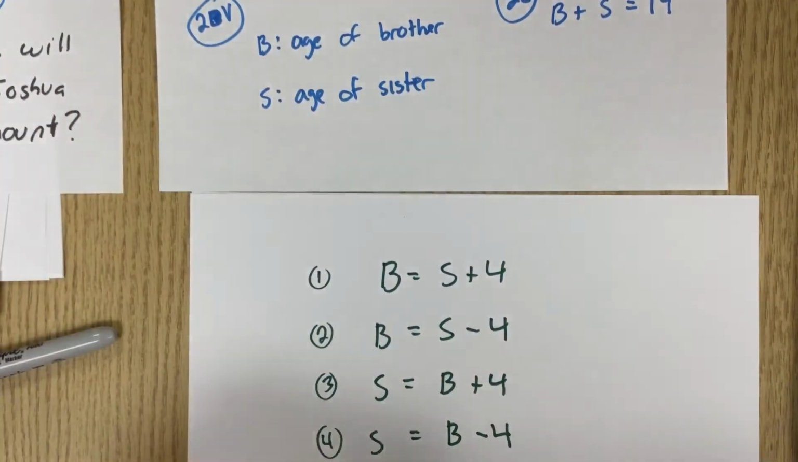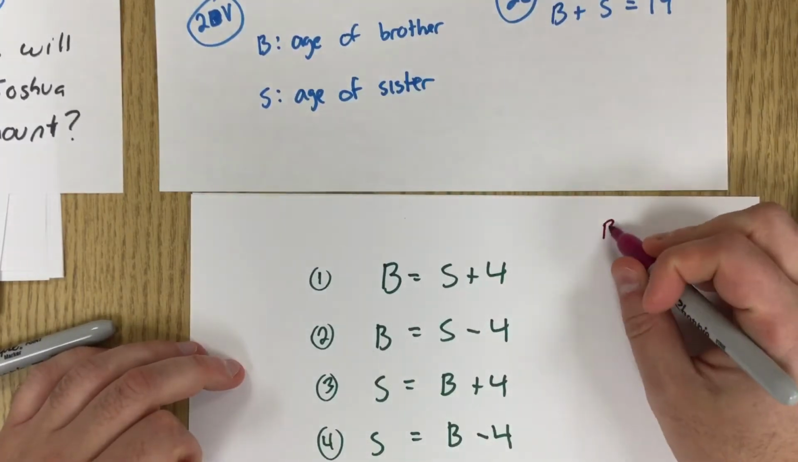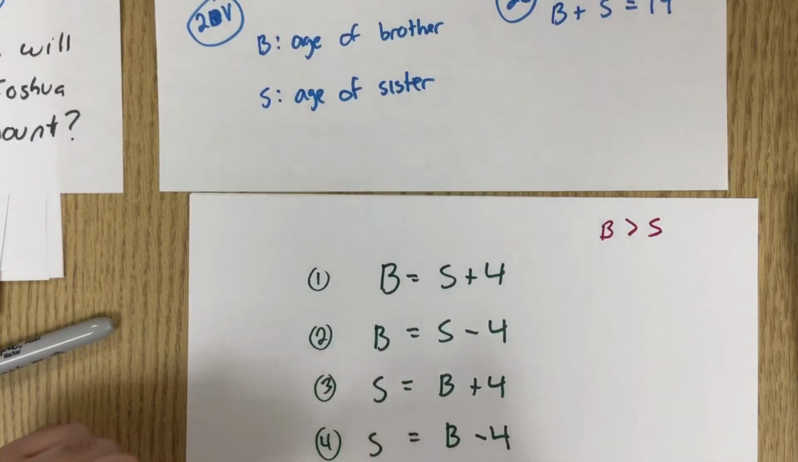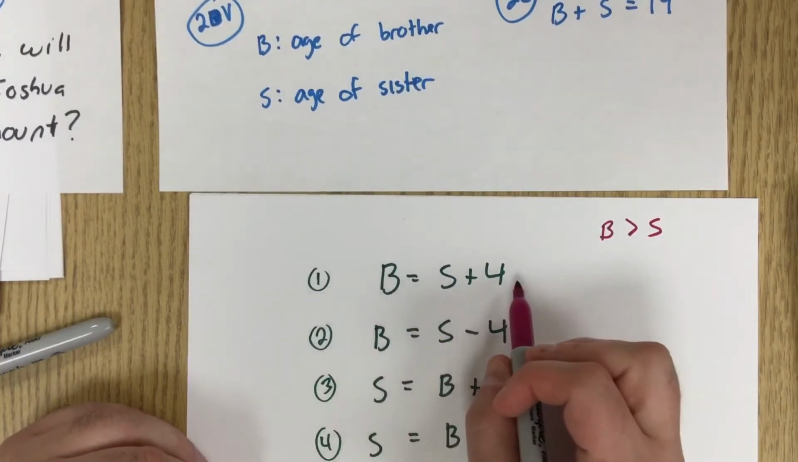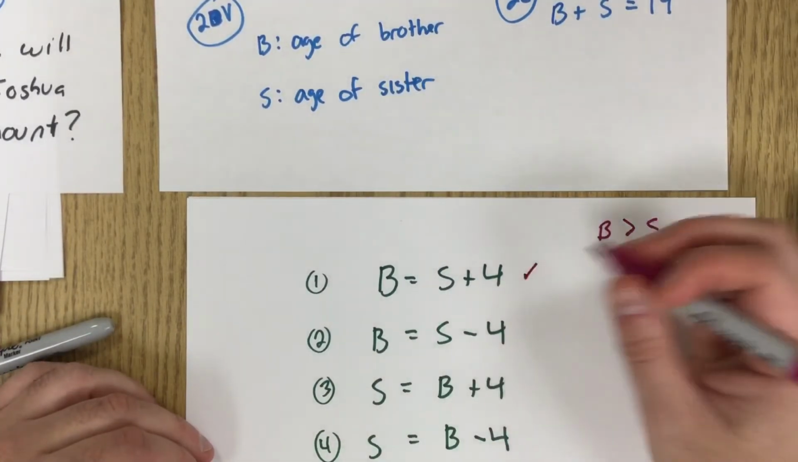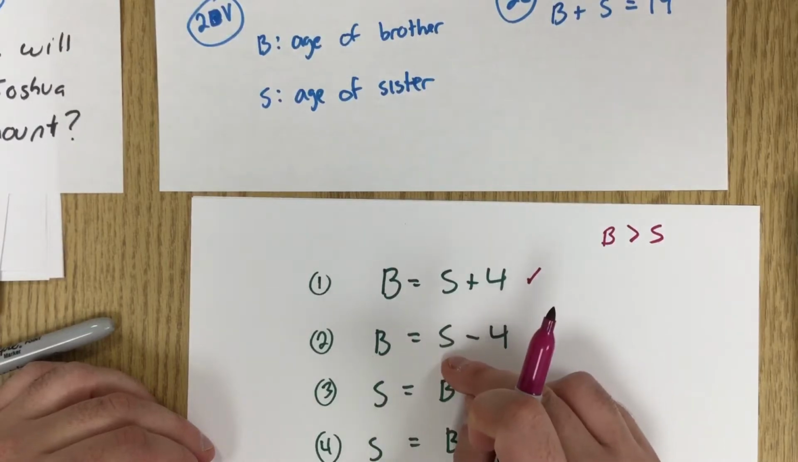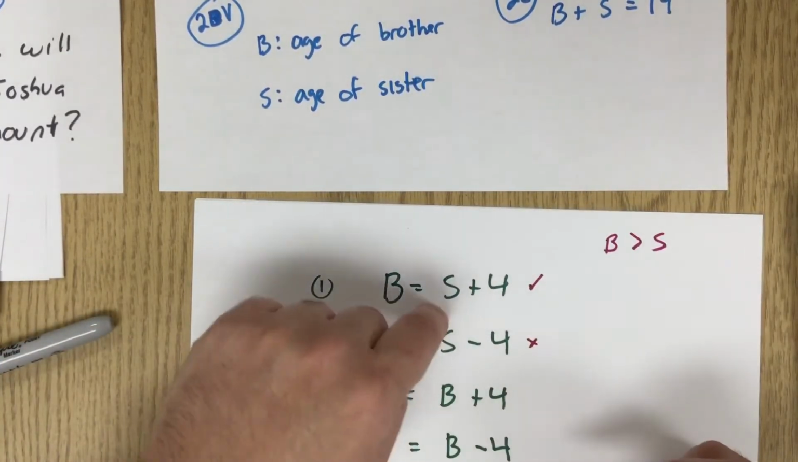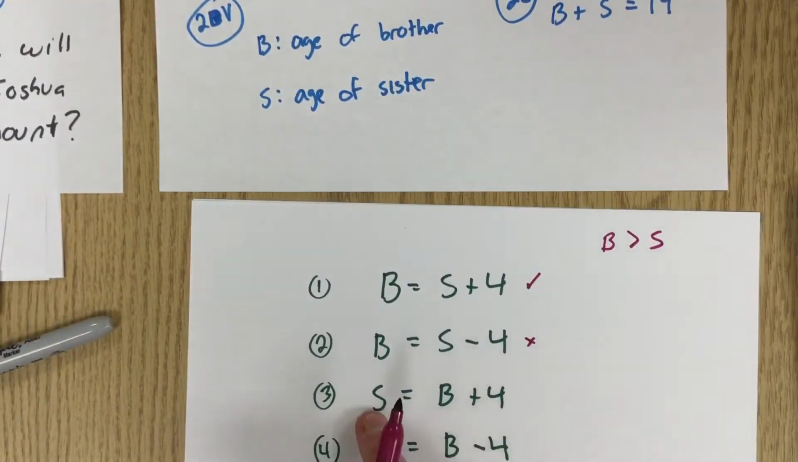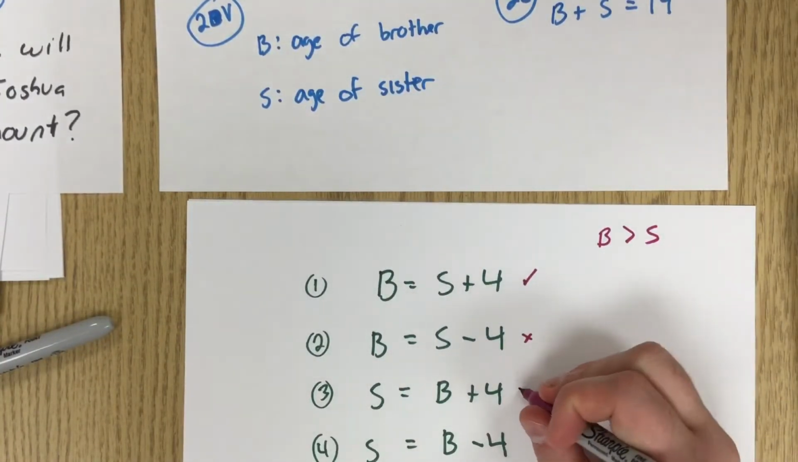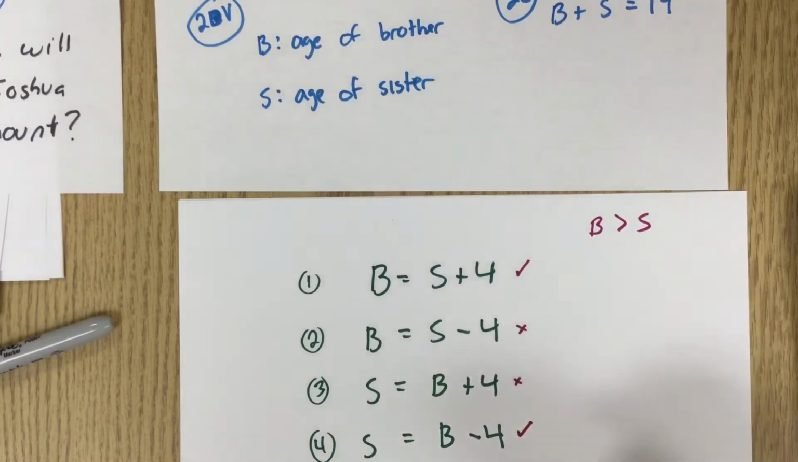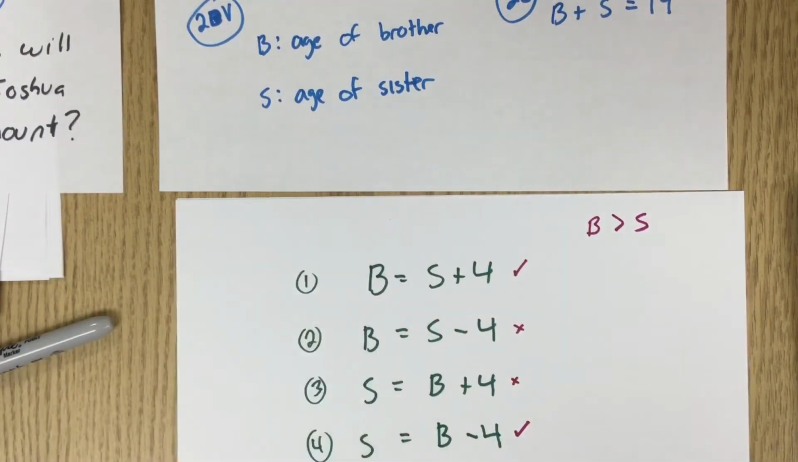So remember, the brother is older than the sister, right? So the brother is older than the sister. So is the brother equal to the sister's age plus 4? That sounds right. Is the brother equal to the sister's age minus 4? No, that's wrong. Remember, the brother is the sister, but 4 years older than that. Is the sister the brother's age, but 4 more than that? Nope. Is the sister the brother's age, but 4 less than that? Yes. So either of these equations would work, but these two would not work.